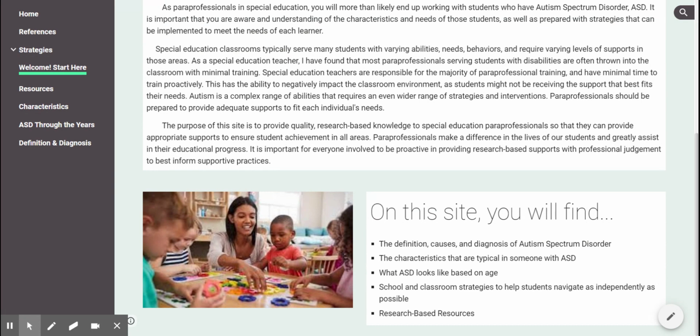On this site, you will find the definition, causes, and diagnosis of autism spectrum disorder. You will find the characteristics that are typical in someone with ASD, what that might look like depending on their age, some strategies to help students navigate as independently as possible, and some research-based resources.